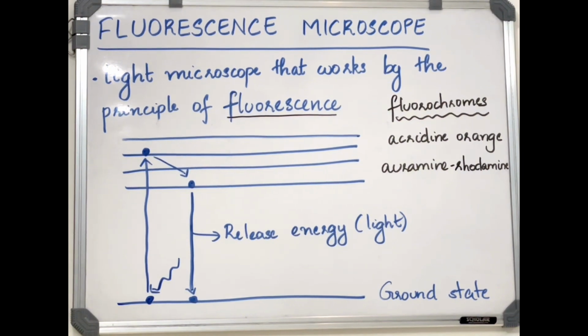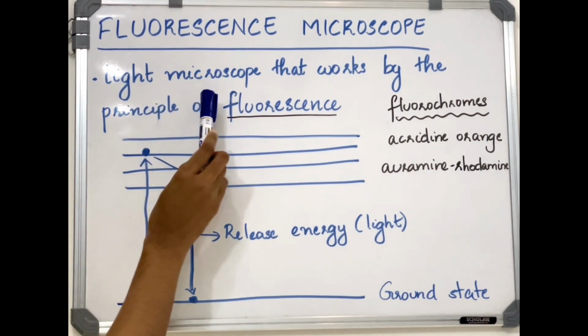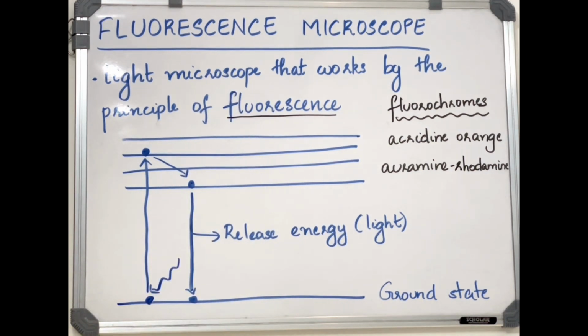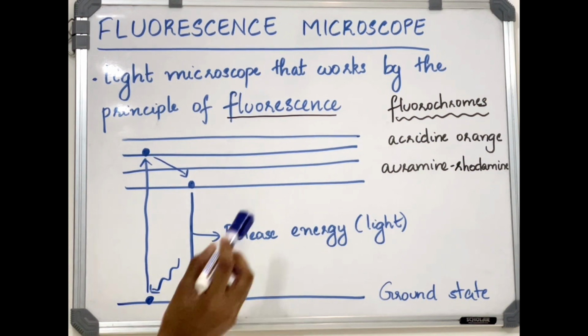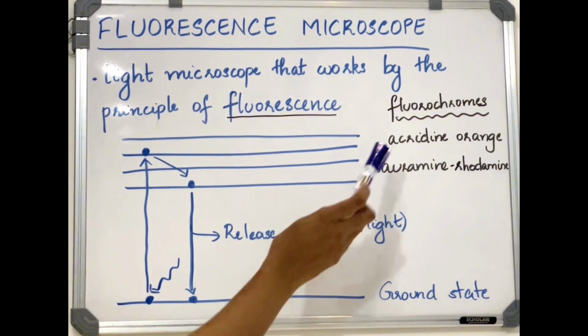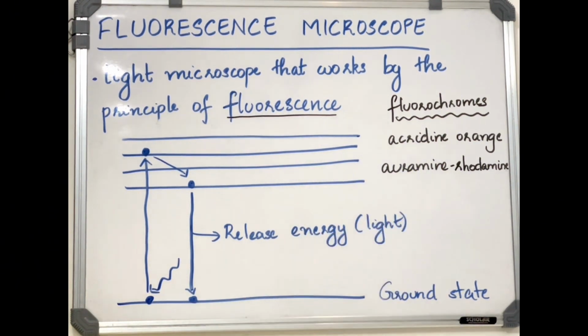So today we will be discussing the fluorescence microscope. The fluorescence microscope is a light microscope that works by the principle of fluorescence. What is fluorescence? Here we will be staining the specimen with fluorescent dyes called fluorochromes. Some of the commonly used fluorescent dyes are acridine orange, auramine, and rhodamine.